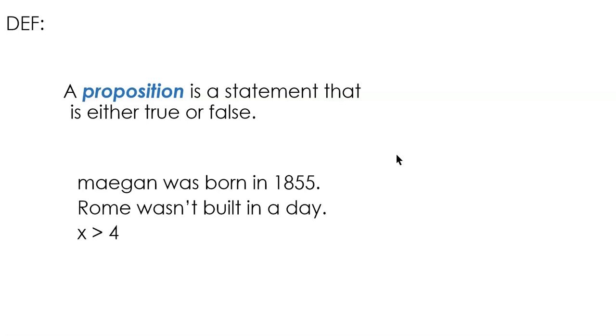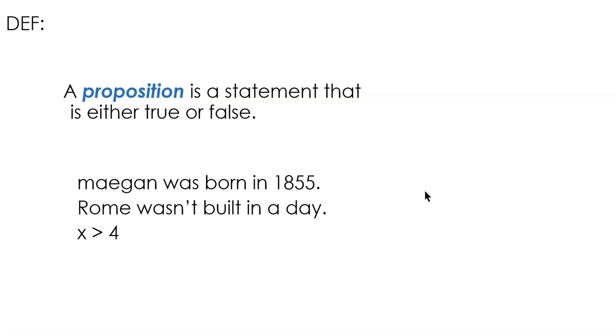Something like x is greater than 4 is not a proposition. Sometimes it might be true, sometimes it's not true. We don't know what x is. Similarly, if you had a statement like she has red hair, that's not true or false because you don't know who she is. She is the same thing as the x.